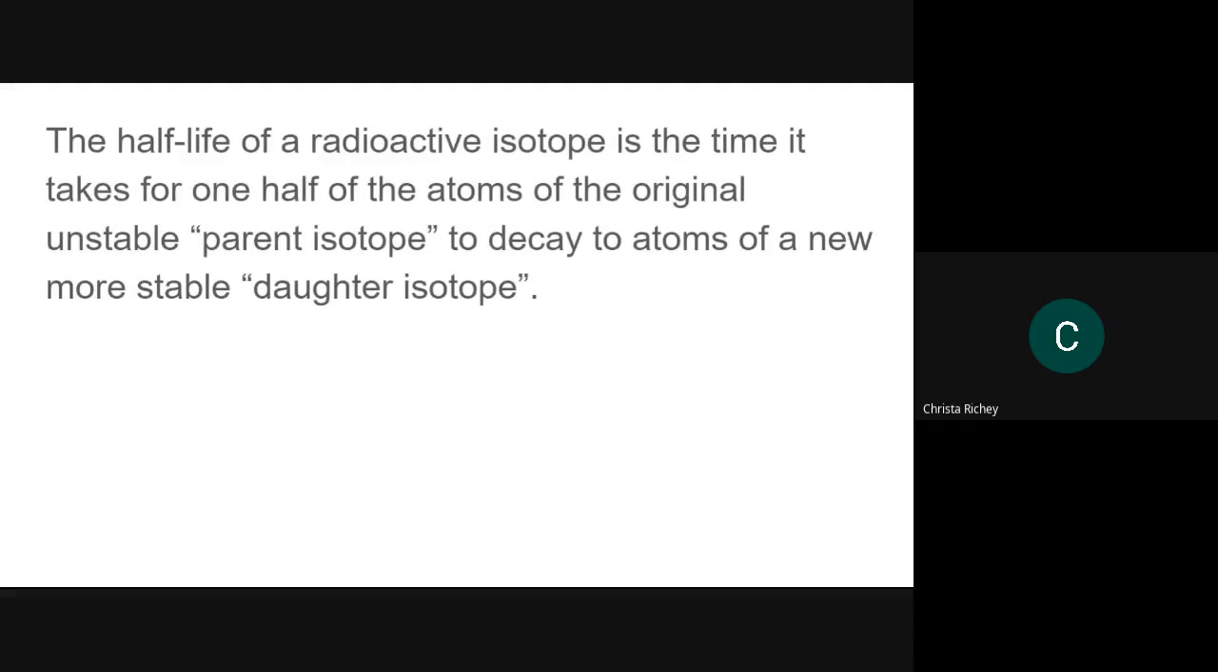So a half-life is how much time it takes for half of said original material to go away, to change into something else. Somewhere I put my clicker and I can't find it. Oh, here it is.